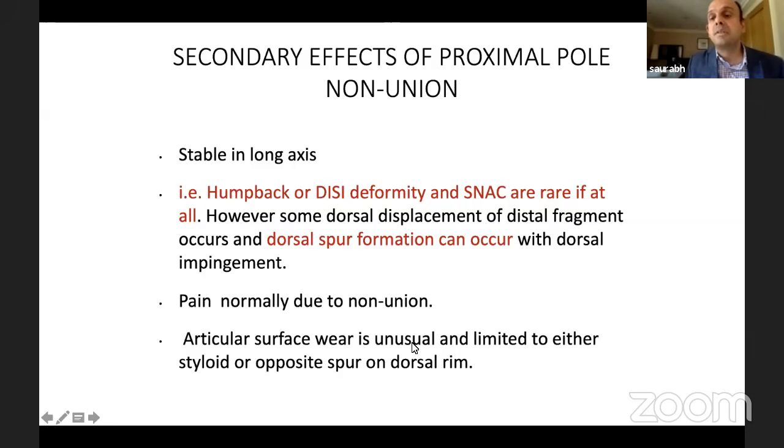What it means is, unlike a waist fracture, for a proximal pole, when you go through a dorsal approach, sometimes you can hardly even see the fracture line. Articular surface wear doesn't happen. Hence, if on a CT I knew it was a non-union, then you have to create that fracture line almost and freshen the edges. Take a wire, drill both the surfaces, let nice mesenchymal stem cells come out, and then fix with a screw.